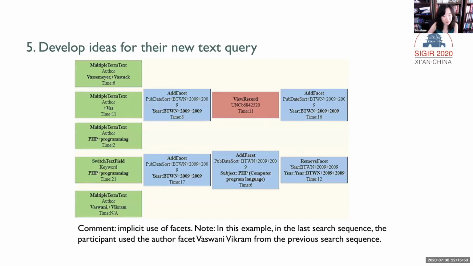The last circumstance we found is developing ideas for the next query. Sometimes users are out of ideas for a new text query, and they may copy from the facet and paste into the search box to issue a new text query. That's what this user does in the session. If you look at the last query, in the last row, it's an author name. This author name is actually copied from the author facet by the user.